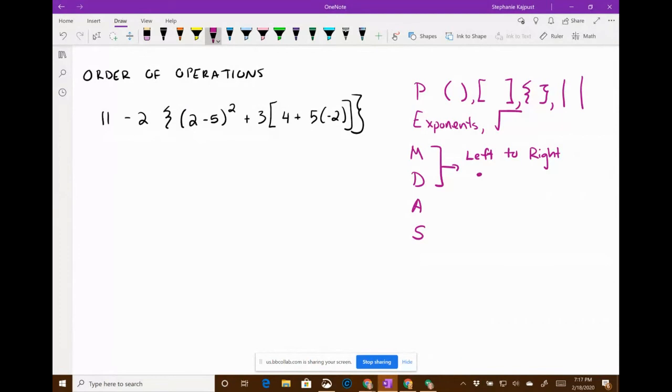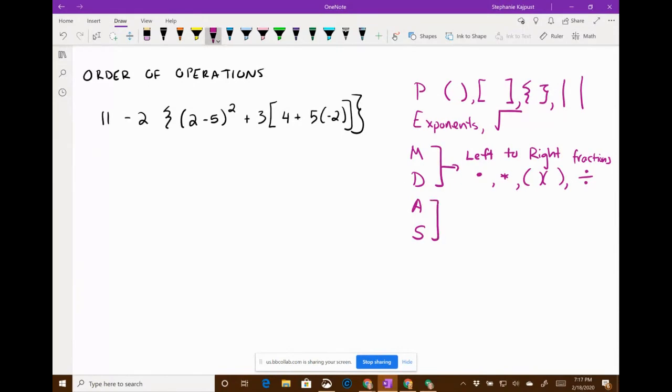Multiplication could be shown with a dot. Sometimes we use a star. Sometimes we have two sets of parentheses that show multiplication. And then we have division and fractions, which are also considered division. So multiplication and division can be done as you go left to right. Sometimes division comes before multiplication. It's all going left to right.